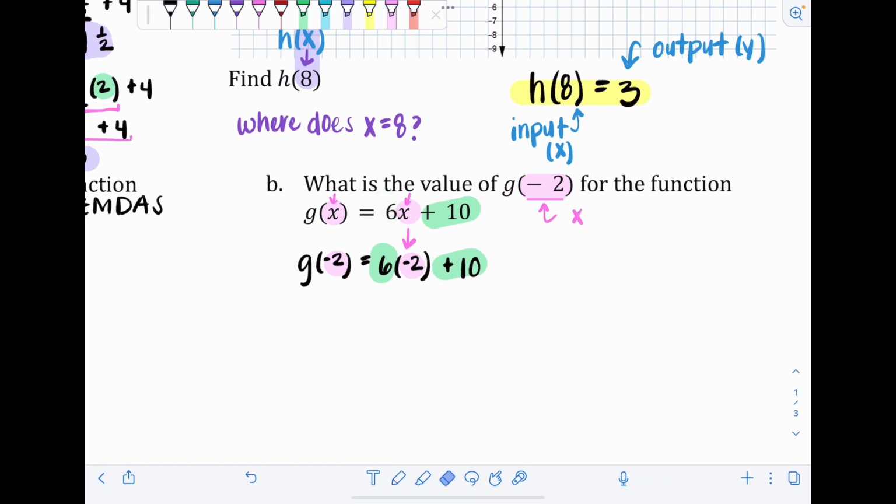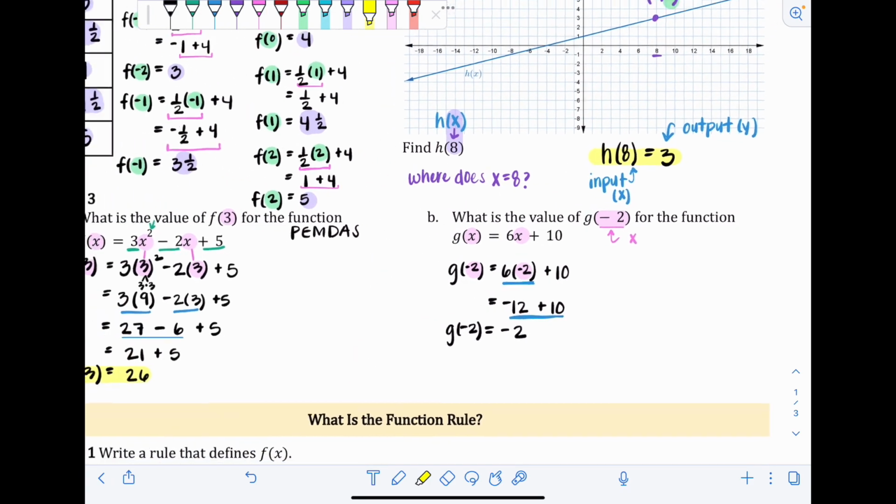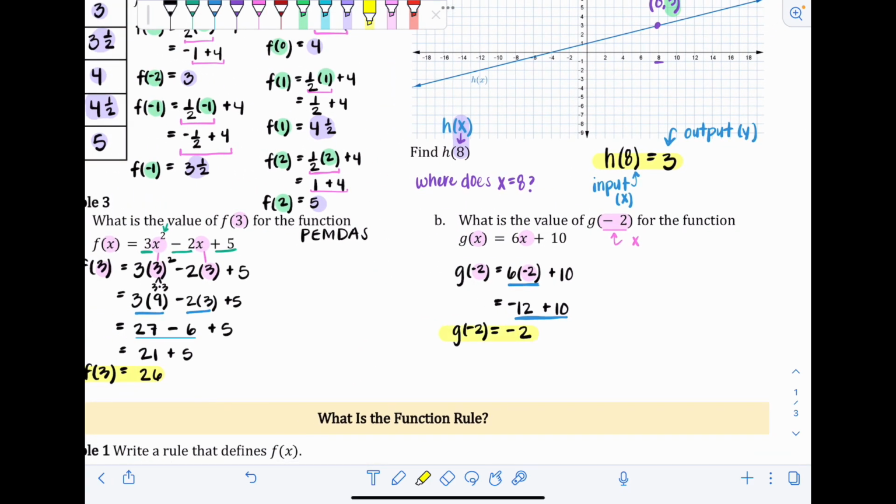Okay, and then we'll simplify, following order of operations. This problem just has multiplication and addition, so we would multiply first before adding. So 6 times negative 2 would be negative 12. And then we bring down the plus 10. Now we can add these two together. So g of negative 2 equals negative 12 plus 10, which is negative 2, because you have one positive and one negative, so you subtract them to get 2, and the bigger number was negative, so our outcome is negative. So g of negative 2 equals negative 2.